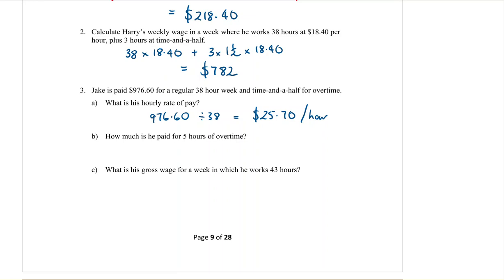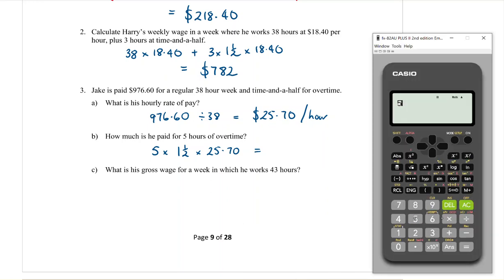So now, part B. How much is he going to get paid if he does 5 hours of overtime? Okay, so 5 hours. His overtime, remember, was time and a half. That was in the question, so that's the 1.5 times by his hourly rate of pay, which was the $25.70 that we worked out in part A. So he is going to get paid 5 times 1.5 times $25.70. So it's $192.75.